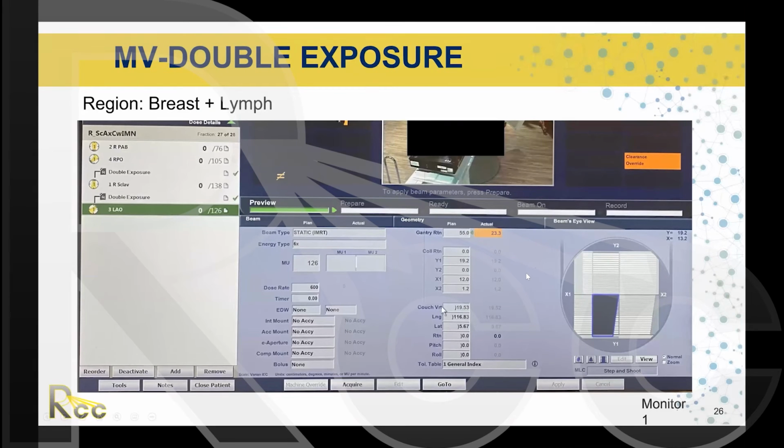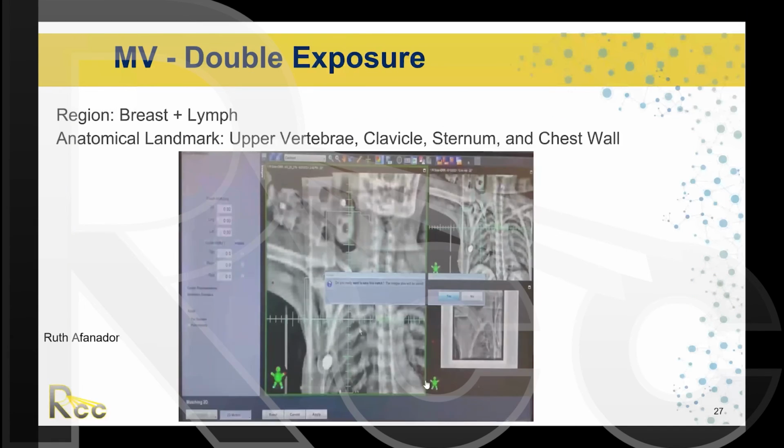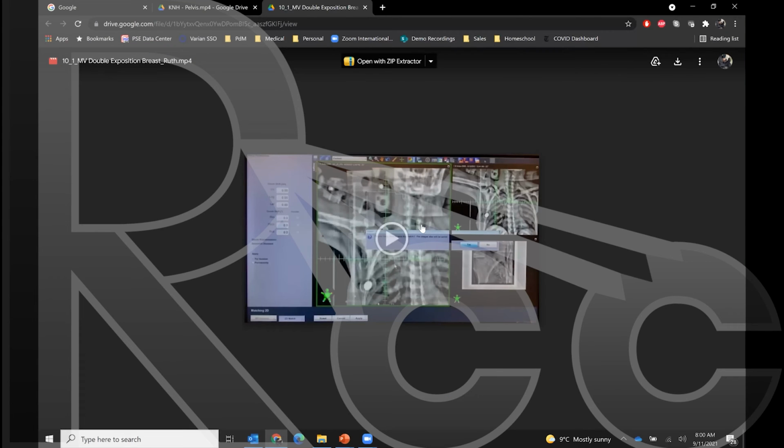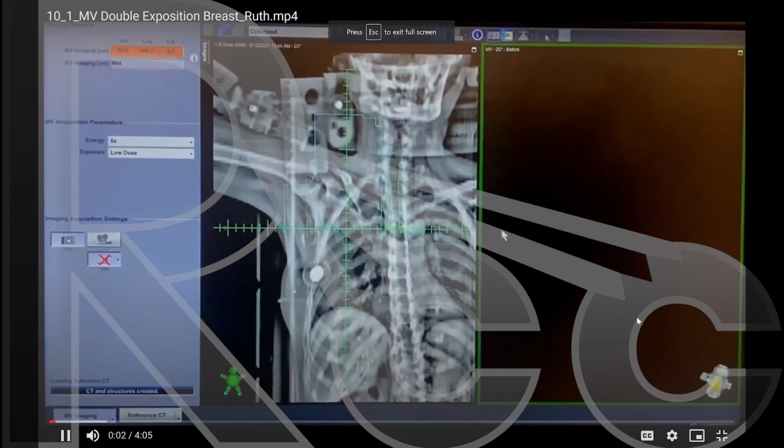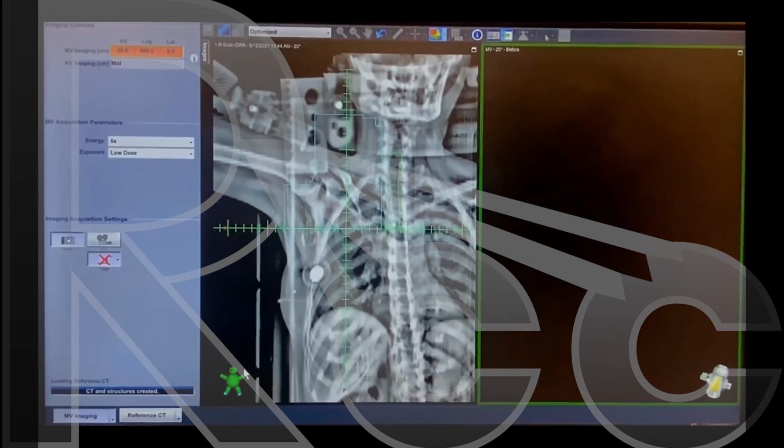So another one, I know we're running out of time here, so I'm going to go quickly through what a double exposure looks like and how we are going to use that information to appropriately position our patient and make sure that we're in the right spot for what we need to do. So this is on a Varian linear accelerator using the OBI, or onboard imaging system. And this is a breast and supraclav patient using MV image matching again.